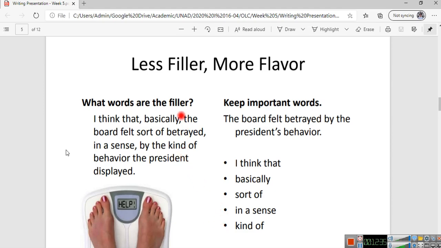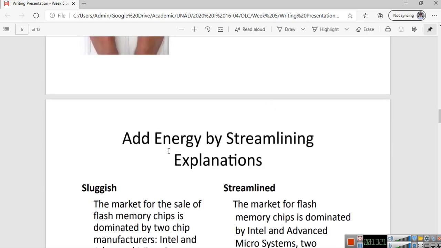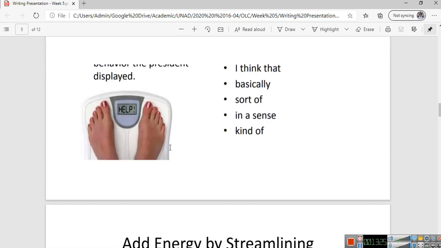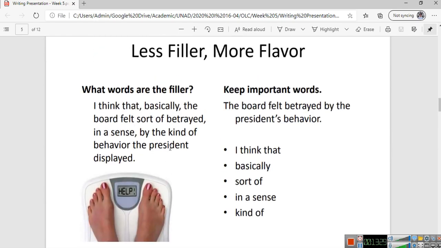Very good. So right here we have the same sentence. I think that basically the board felt sort of betrayed in a sense by the kind of behavior the president displayed, versus the board felt betrayed by the president's behavior. You see, this one is exactly the same as this one. It's telling us the same information. However, here we have fillers. What are the fillers? I think that basically, sort of, in a sense. We don't need those because we're just adding unnecessary information. I can simply say the board felt betrayed by the president's behavior. And that's it. It's very, very short.